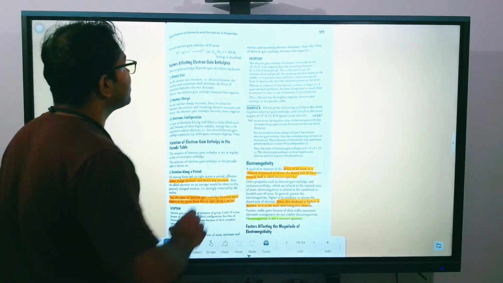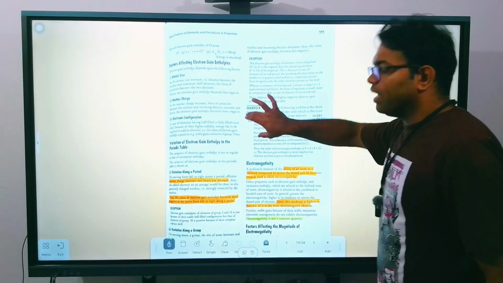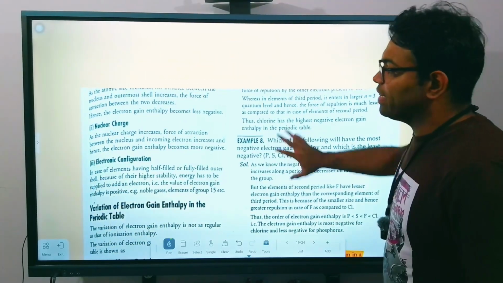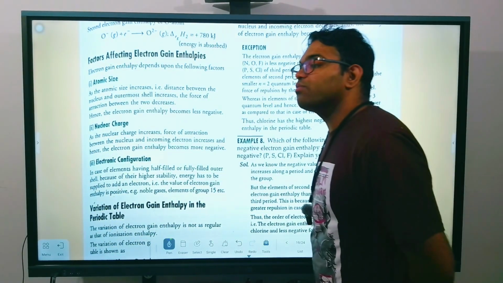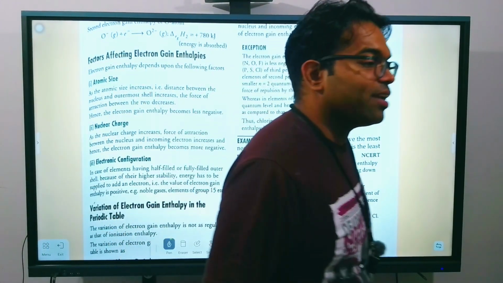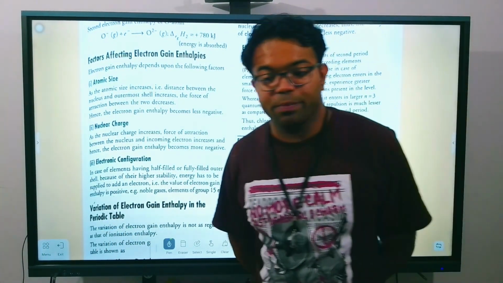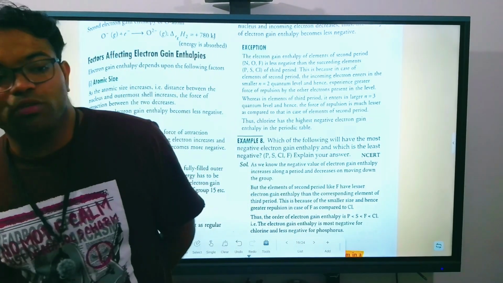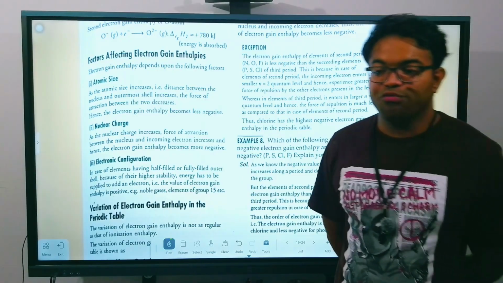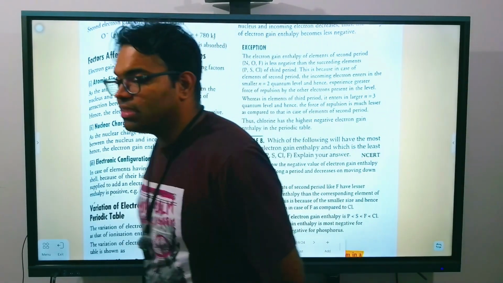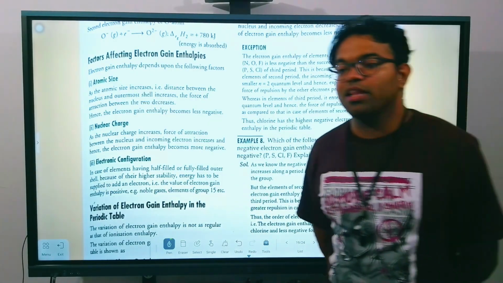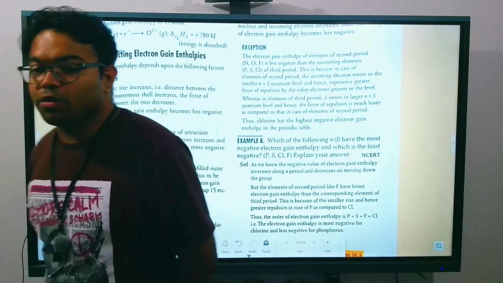Okay. Now, factors affecting electron gain enthalpy. Just as we did for ionization enthalpy, we have electron gain enthalpy as well. First things first, it is the size. If you have an atom that is smaller in size, what does it mean? It means that the outermost electrons are not far away from the nucleus, right? If an atom has a lower size, it generally means that the electrons that are present in the valence shell of the atom are much closer to the nucleus.